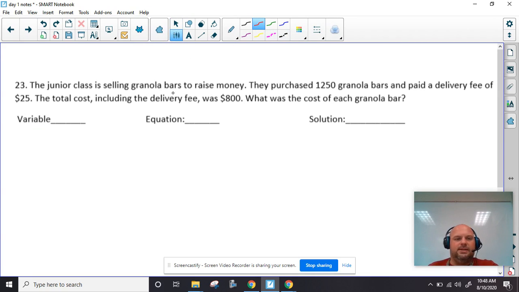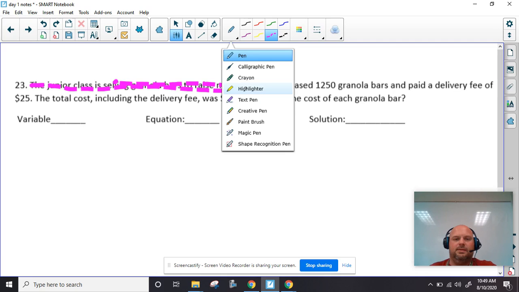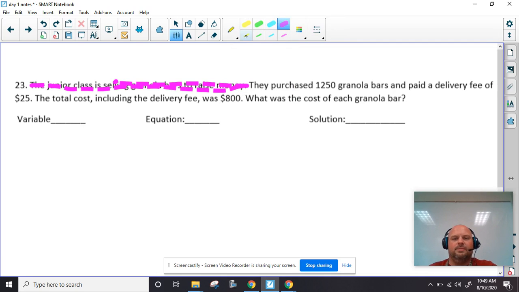So the junior class is selling granola bars to raise money. They purchased this many granola bars and paid the delivery fee of this much. The total cost, including delivery fee, was this. What was the cost of granola bars? All right, so we don't need to know that the junior class is selling granola bars. We do need to know the following information. We need to know this right here. We need to know that they paid this. We need to know the total cost including this was this.